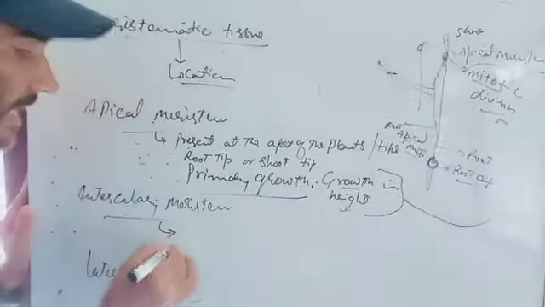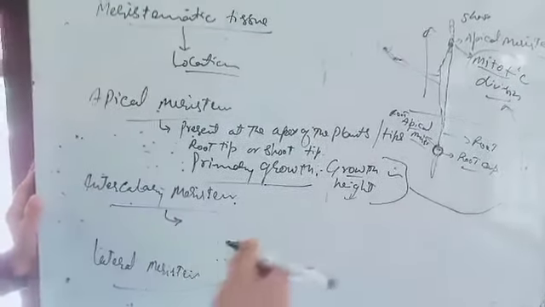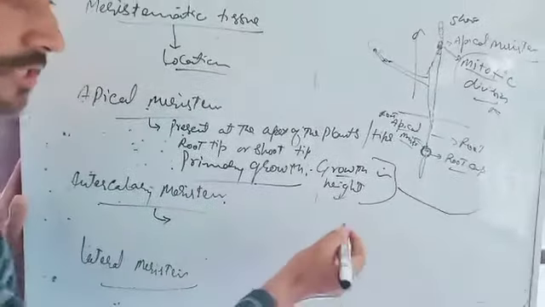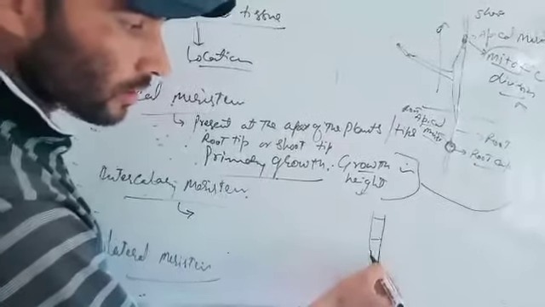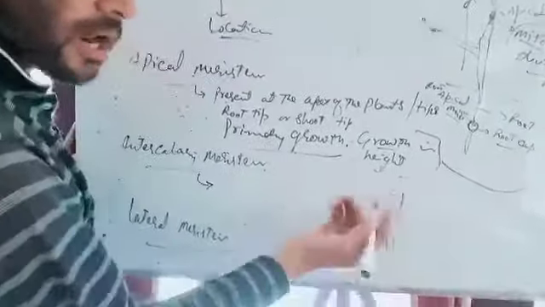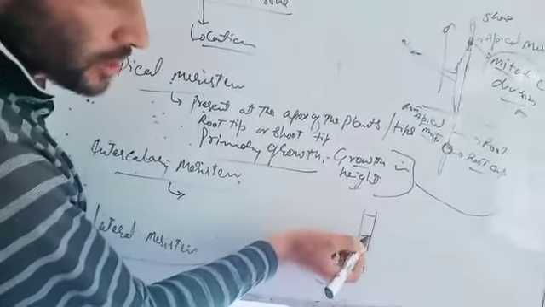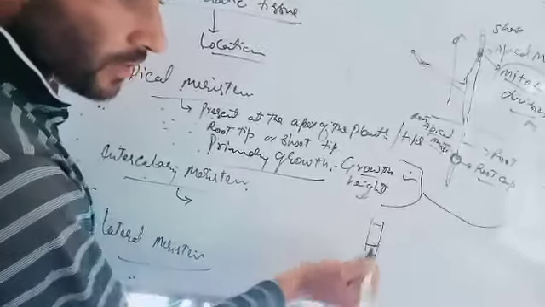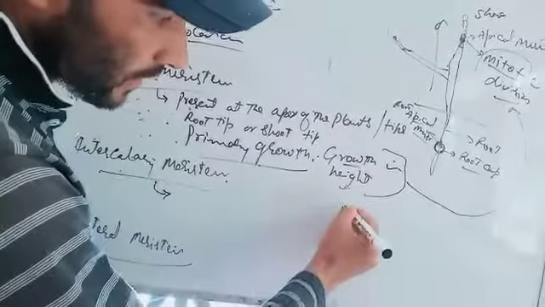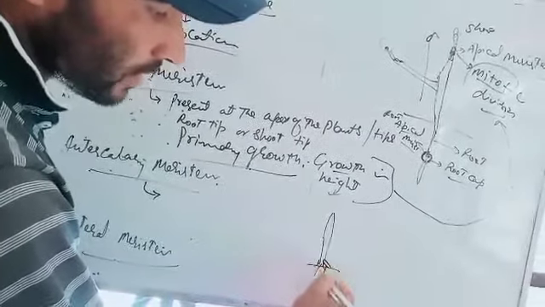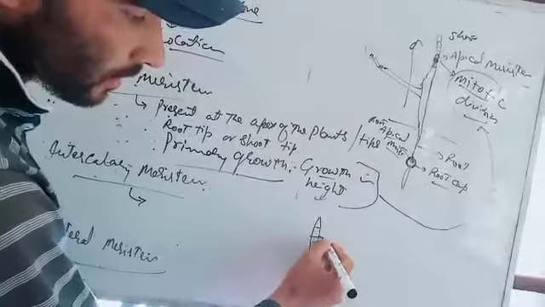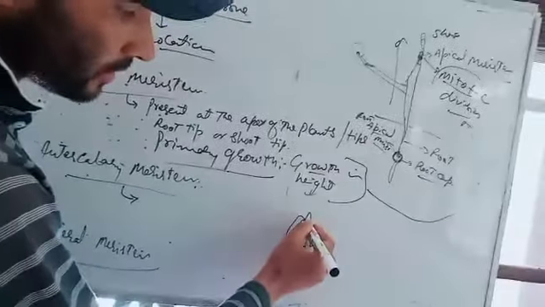Another is intercalary meristem. What is intercalary meristem? I already discussed with you the meristem which is present in plants like bamboo or maize, which have some types of structures like these. You can recognize these structures in the maize. For example, this is the maize plant, and this is the leaf.